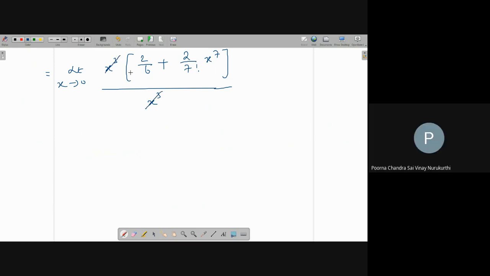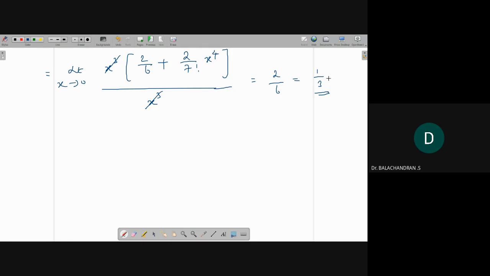Originally it was x power 7, and after taking x cube common we should write x power 4. Now if you allow x goes to 0, this term is 0, and you have 2 by 6, which is 1 by 3. That's correct.